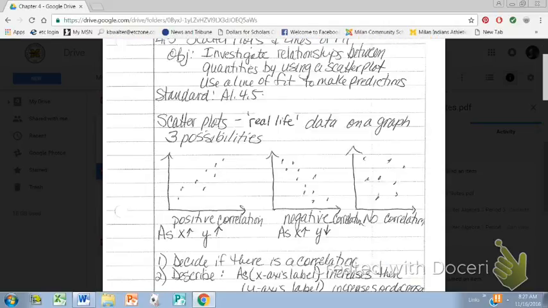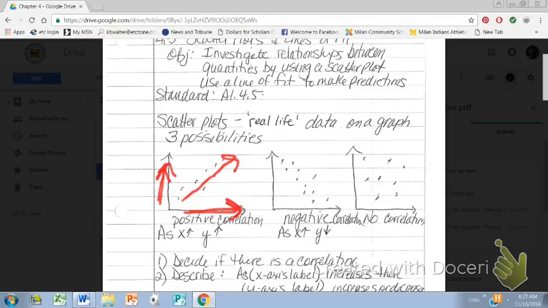We have studied scatter plots before. Scatter plots are plotting of real-life data on a graph, and there are three possibilities. If the data seems to have a general trend upward, like this, that would be a positive correlation. And you always read the graph from left to right, so you say as the x increases, the y increases. When you have to describe that, instead of saying x, you would say whatever the title is of the x-axis. So as the x increases, whatever it's titled, the y also increases.